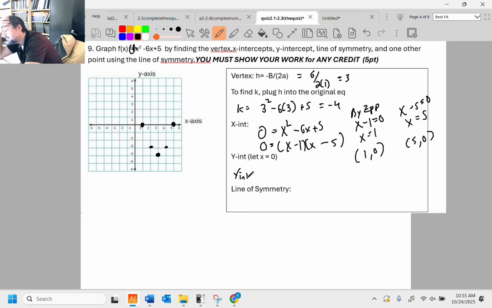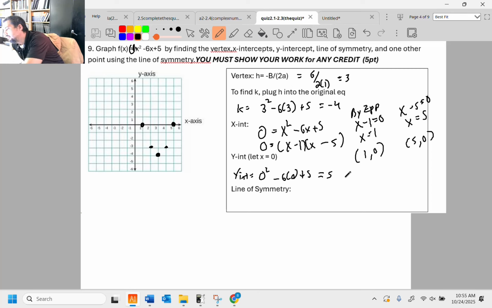So the y-intercept is equal to 0 squared minus 6 times 0 plus 5. And I've kind of joked about this the last day or so. You should get 5 from that. I saw kids, again, come up with things other than 5.